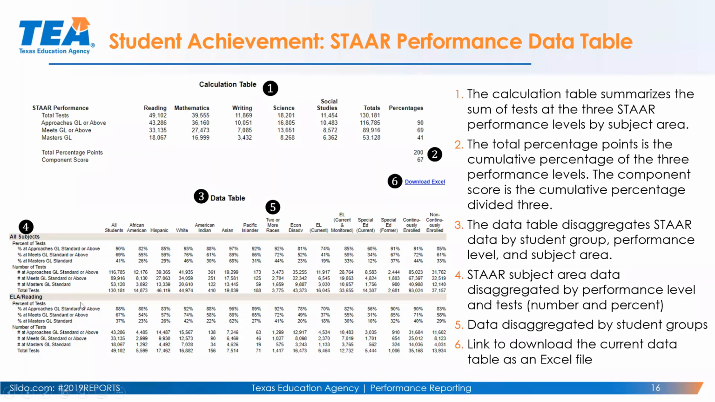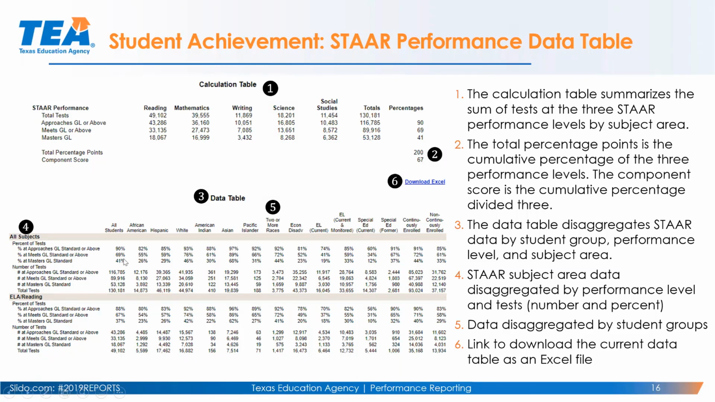If you look at the bottom, I have my actual number count of tests. Remember, I had 130,181 total STAR tests administered at this district. That's my denominator. The numerator would be the following. For approaches, I had 116,785 tests at the approaches grade level. So numerator, denominator for approaches gets me 90% of STAR tests that met the approaches grade level standard and above for this particular district.